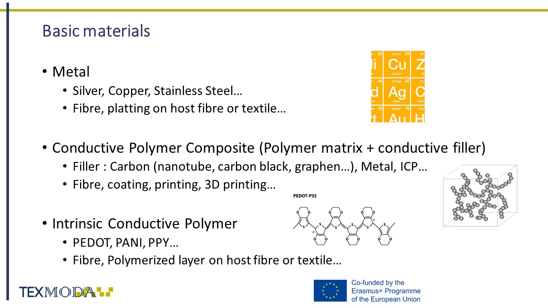The last basic material family is ICP. ICP are intrinsic conductive polymers. They are polymers for which conductivity is achieved by pi delocalized electrons along the polymer chain. The most used ICP are PEDOT, polyaniline, named PANI, and polypyrrole, named PPY. ICP are used to make fibers, or a polymerized layer on host fiber or textiles, for instance.